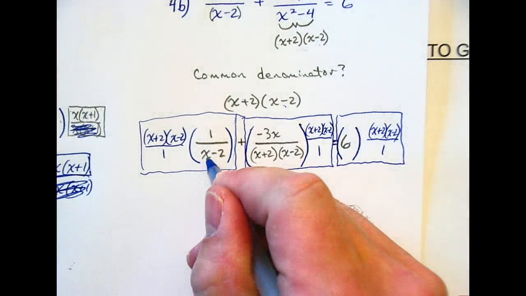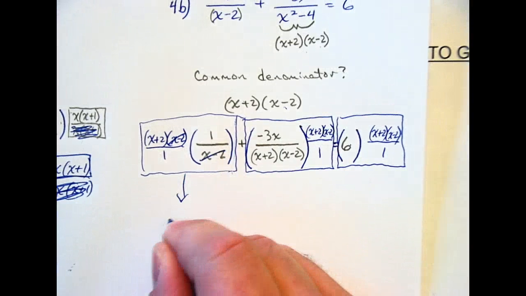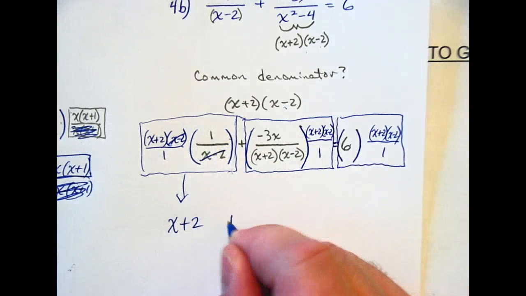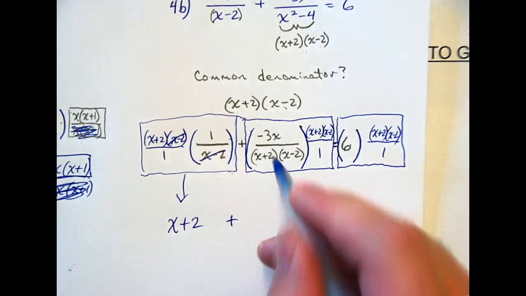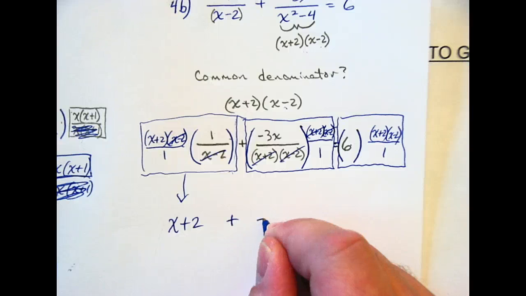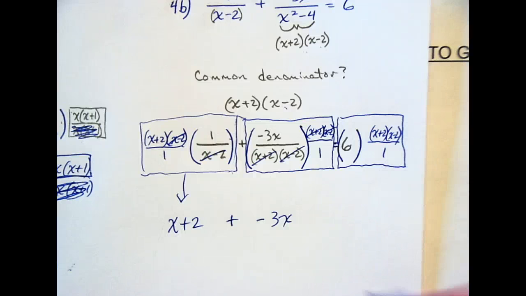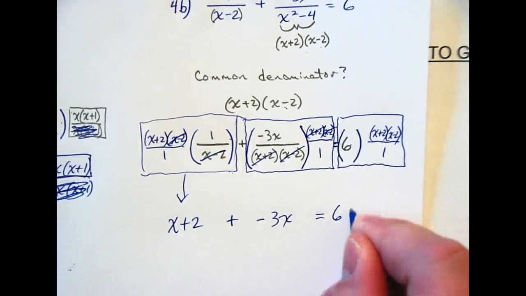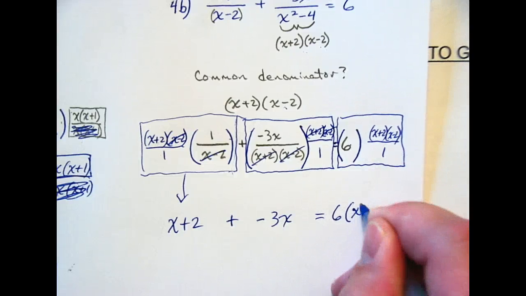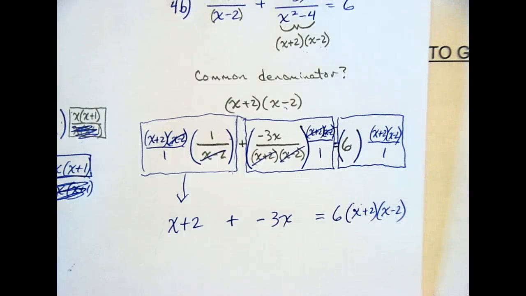So let's see, the x minus 2's cancel. What am I left with from this box? X plus 2. So x plus 2 times 1 over 1 is just x plus 2. Plus, what cancels here? Yeah, everything on the bottom. So I'm left with minus 3x. And here, what cancels? Yeah, nothing. So I'm left with 6 times x plus 2, x minus 2, right? Usually I would just multiply that out and it would be x squared minus 4.